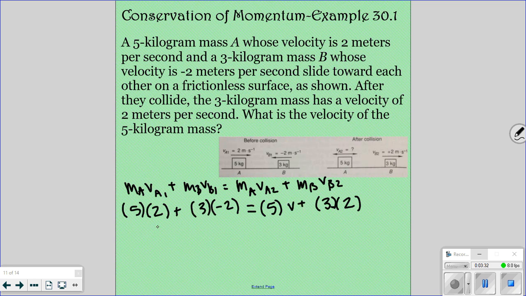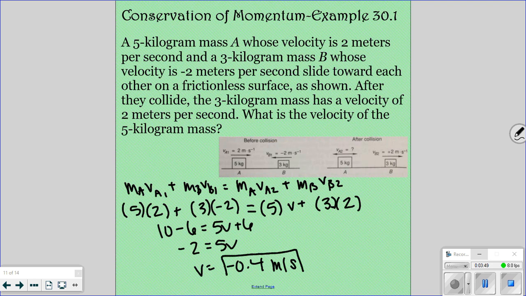So you're just going to solve your equation. So 10 minus 6 equals 5v plus 6. If you subtract, you'll get -2 equals 5v, and divide, you get the velocity is -0.4. And they only gave us one sig fig up here, so we have one sig fig in our answer. So meters per second is your unit on velocity.